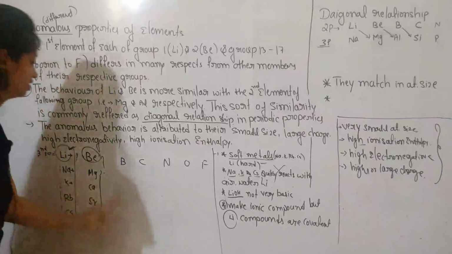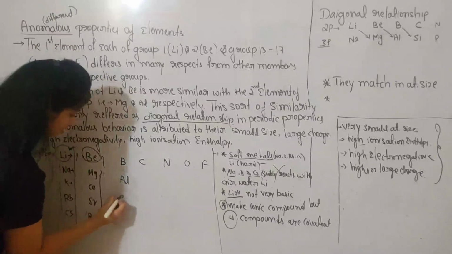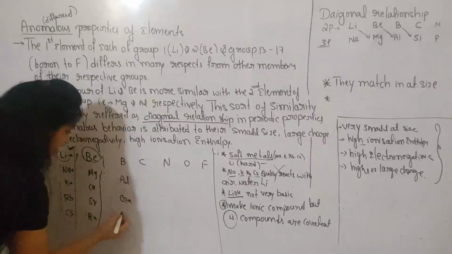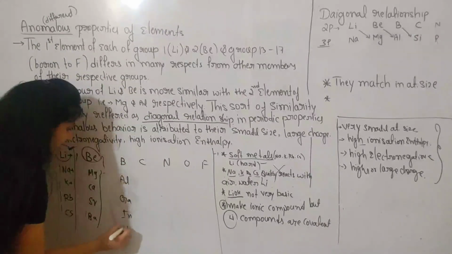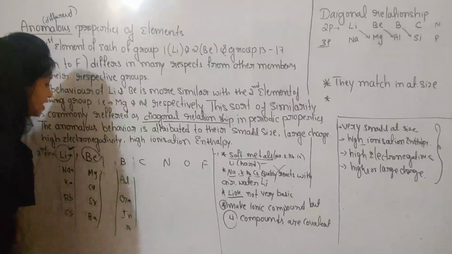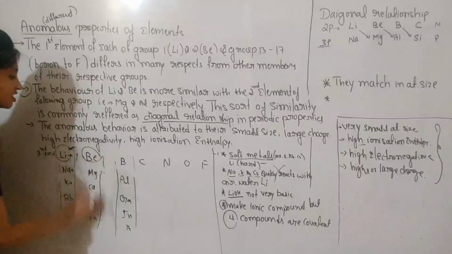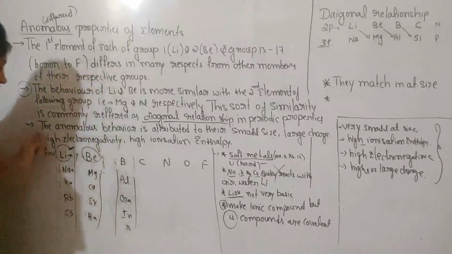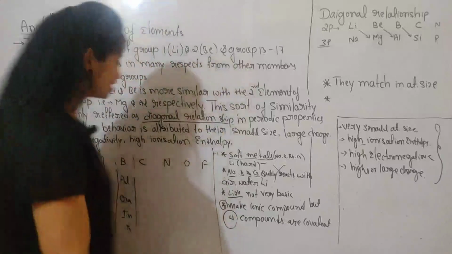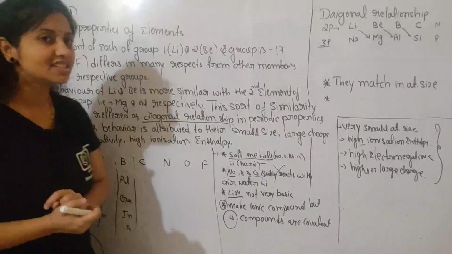If I write the 13th group elements: boron, aluminium, gallium, indium, thallium. So like this, the elements present in a similar group also exhibit similar properties. But why do they show similar properties? Because they have similar electrons in their outermost shell. So the elements present in a similar group show similar properties.